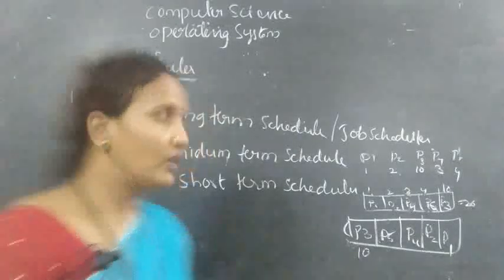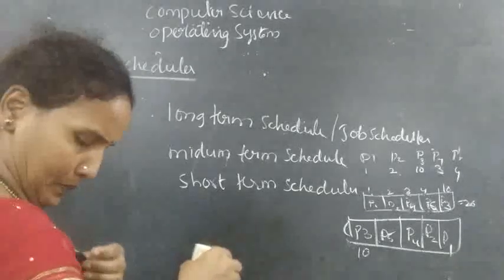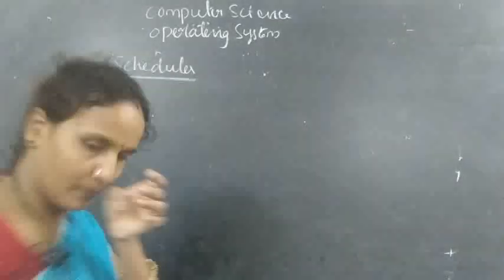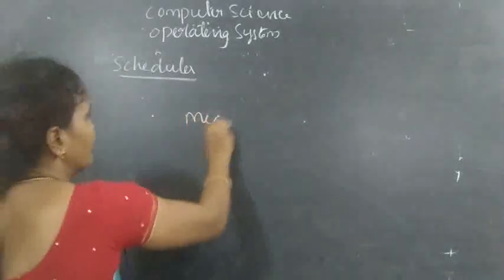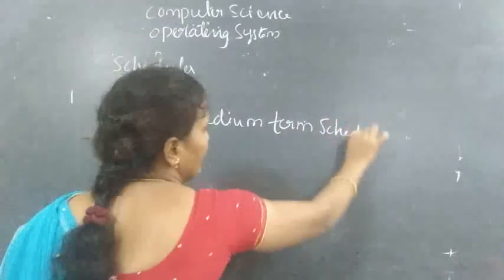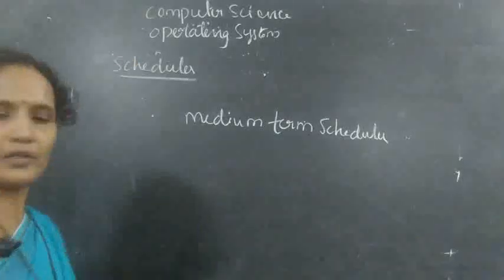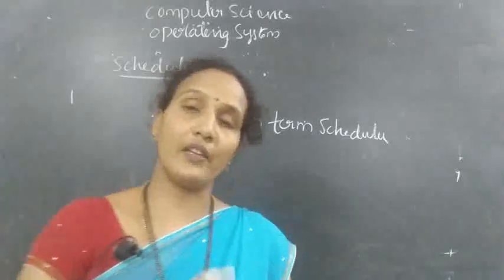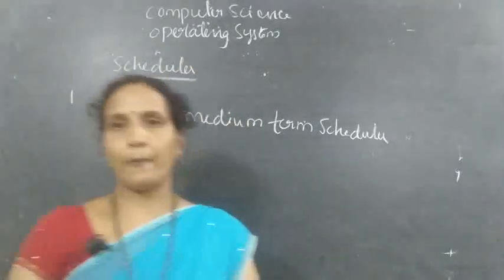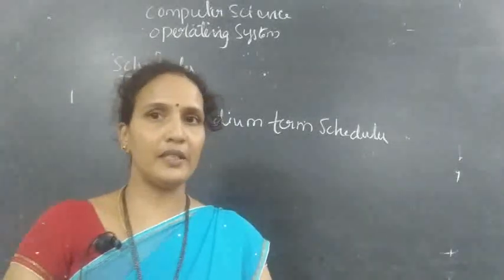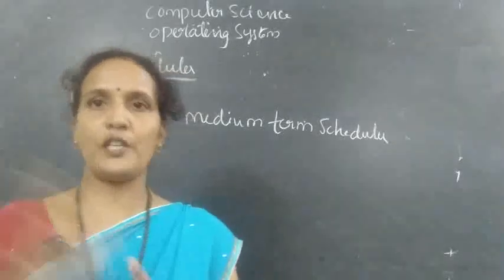Understood all of you? Now come to the medium term scheduler. Here, what is a medium term scheduler? One process is running. Example, as I am explaining in the class, the principal sir came. He wants to give us some urgent message. So I will give the class to principal sir.